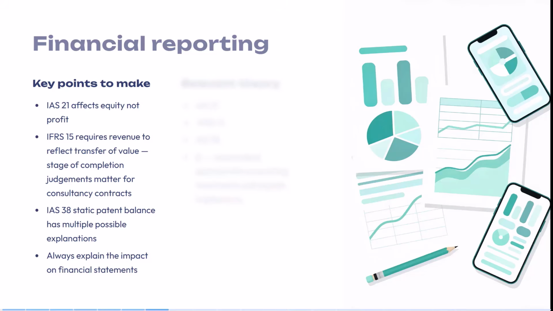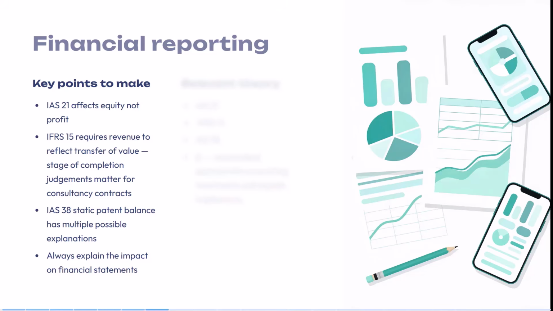And you always need to explain the impact on the financial statements, not just the accounting treatment. An examiner wants to know the journal entries, yes, but more importantly, they want to know whether profit goes up or down, whether assets or liabilities change, and what the effect on key ratios like gearing or return on capital employed might be. Now, the static IAS 38 patent balance has multiple possible explanations, not just one.